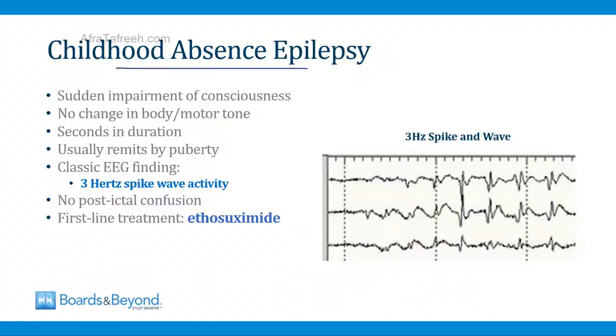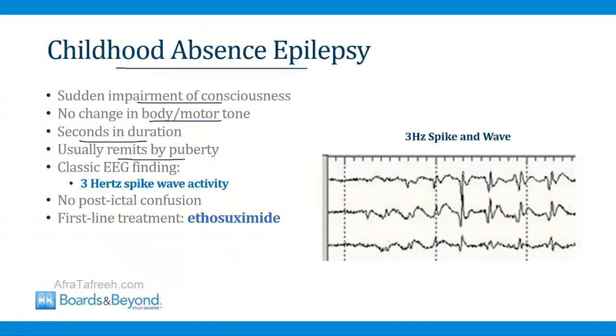As the name implies, this occurs in children, and it's called absence epilepsy because the child develops absence seizures. In an absence seizure, a child will suddenly develop impairment of consciousness, but there's no change in their body activity or their motor tone. This usually lasts only a few seconds or minutes in duration. The child often appears as if they're staring off into space. Most children will outgrow this disorder. It usually remits by puberty.